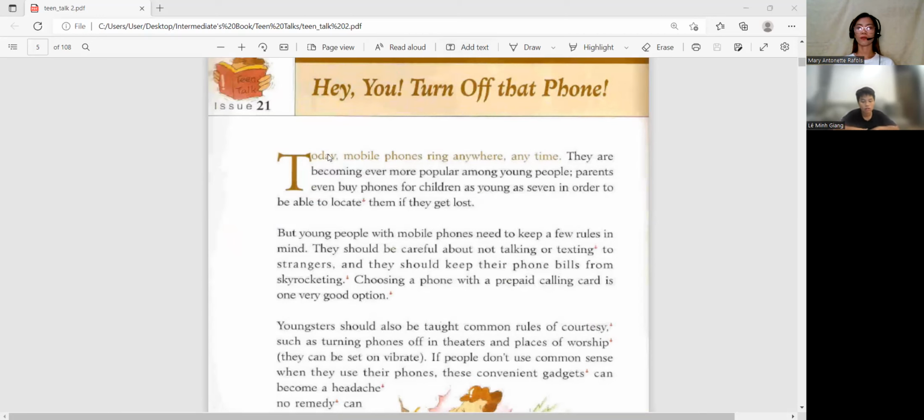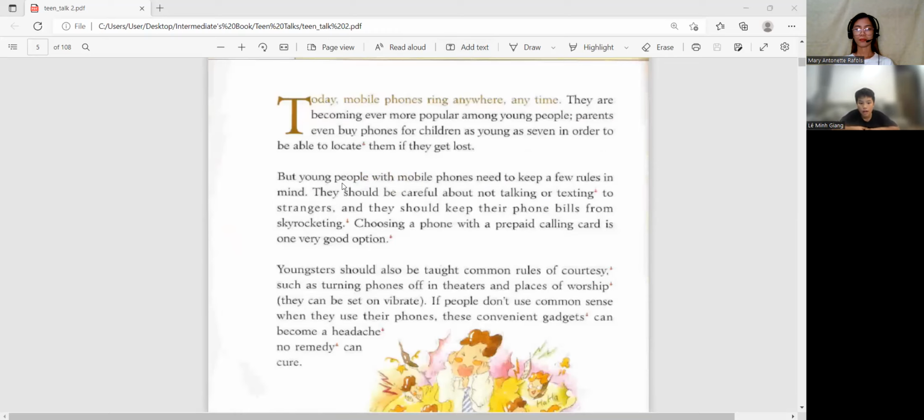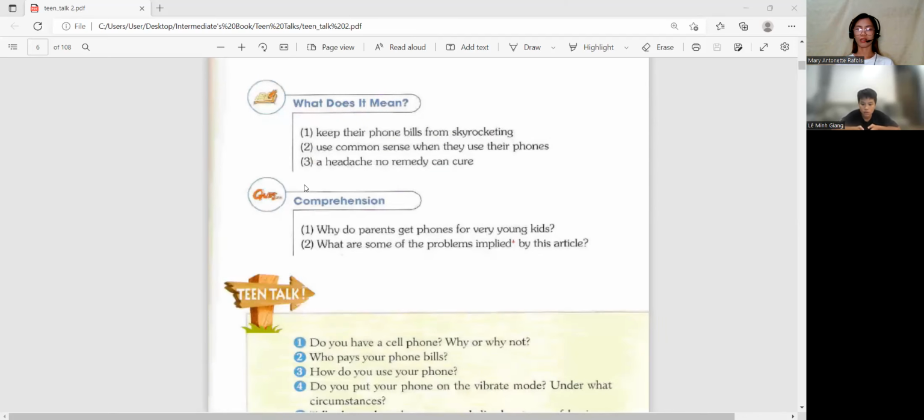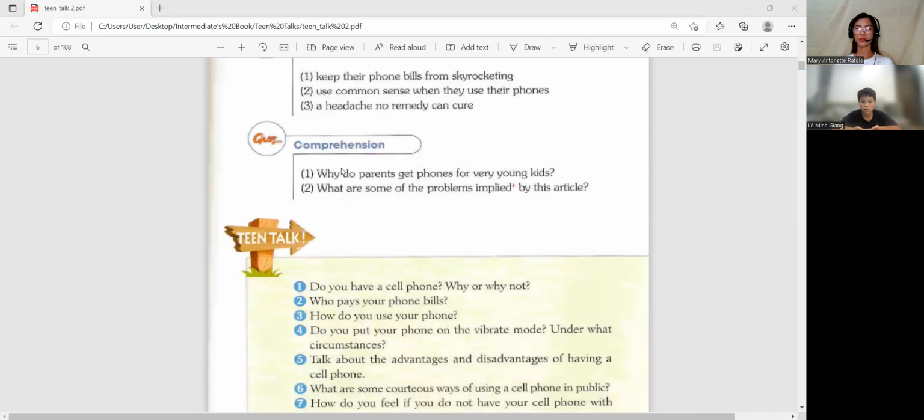Yes, phones are used to locate them if they get lost. Have you ever gotten lost already? I got lost when I was 4 years old. 4 years old? Yes. Oh, then what did you do when you were lost? I was so scared, and my father went to find me. Oh, I see. Did you cry? Yes. Because 4 years old is very young. And that's so sad. Okay, now let's go to number 2.